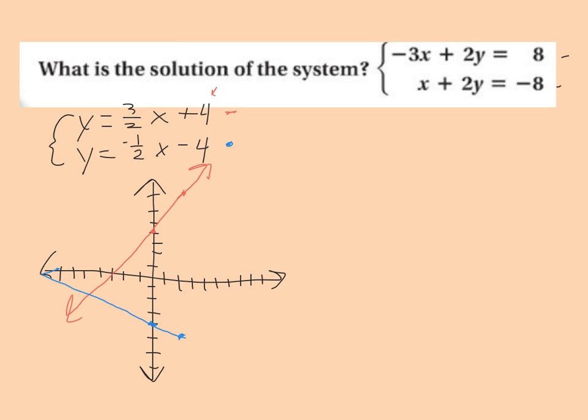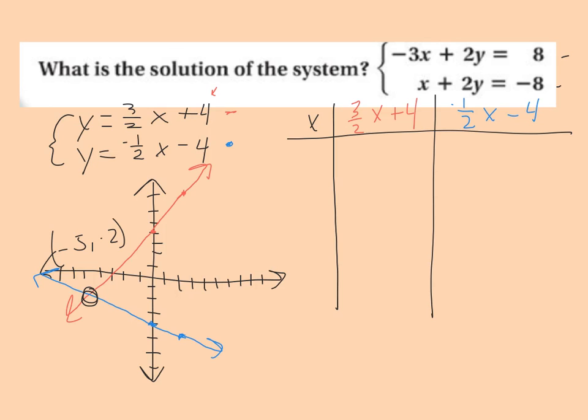And the reason I say that once you draw your graph, it's not always that accurate. Here's the point where they cross. I'm guessing that based on my graph, this would be negative 5, negative 2. Now the other way that you could do this is by using a table.